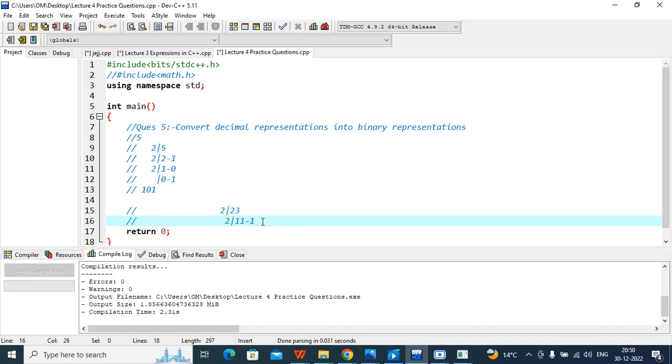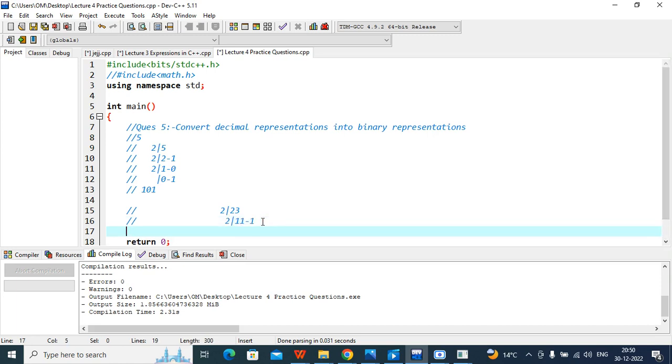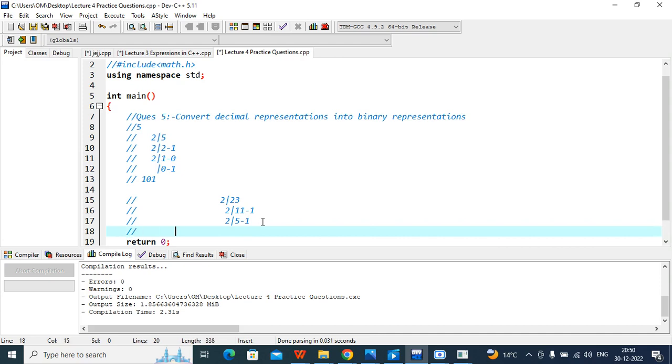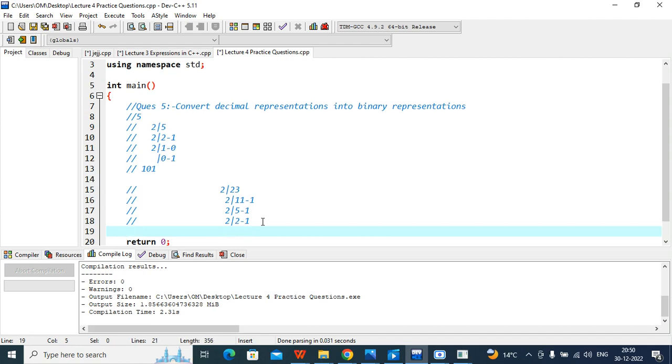Again, start dividing this 11 by 2. 2 into what gives you 11? 2 into 5 gives you 10. Again, one remainder left, right? Okay, next line. Divide 5 by 2. It will be 2 times 2 is 4, and it will give you one remainder again, right?